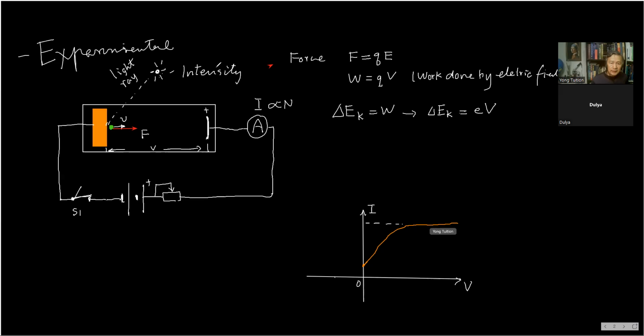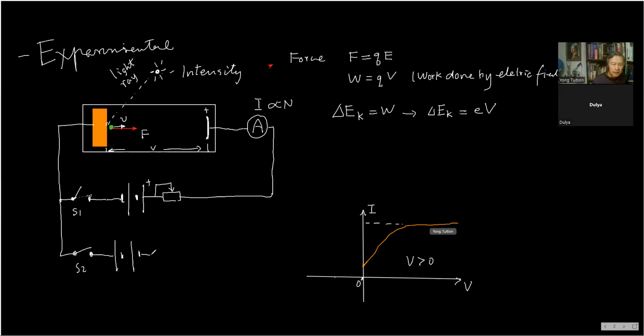Now, this is setup one. Another setup is that we change the polarity of the applied field. So this time we go to the second setup. In the first case, this voltage is larger than zero. Now I change direction: we switch off S1 and use switch 2, and this time I change the polarity of the battery.